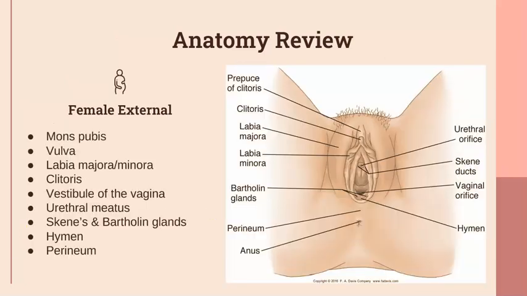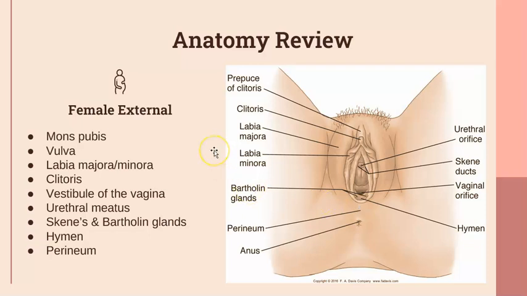So for an external review, we have the mons pubis up here. We have the vulva, which sort of encompasses all of this area right here, the labia majora and minora, the clitoris, the vestibule of the vagina, which is basically that opening, the urethral meatus, Skene's and Bartholin's glands for lubrication during sexual intercourse and also for childbirth, the hymen, and then the perineum right here.